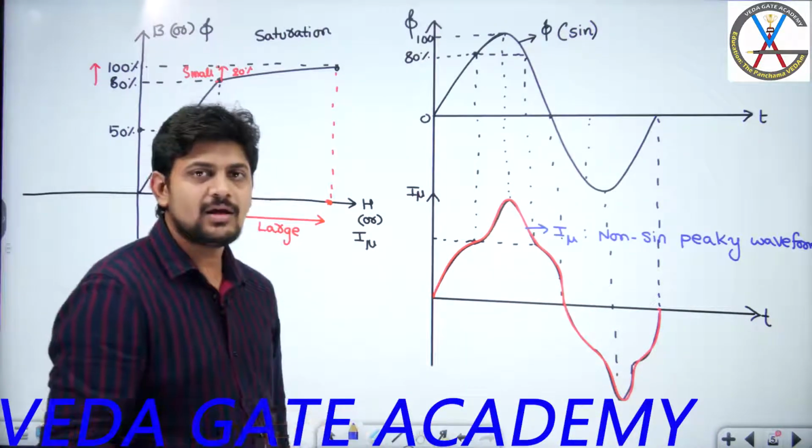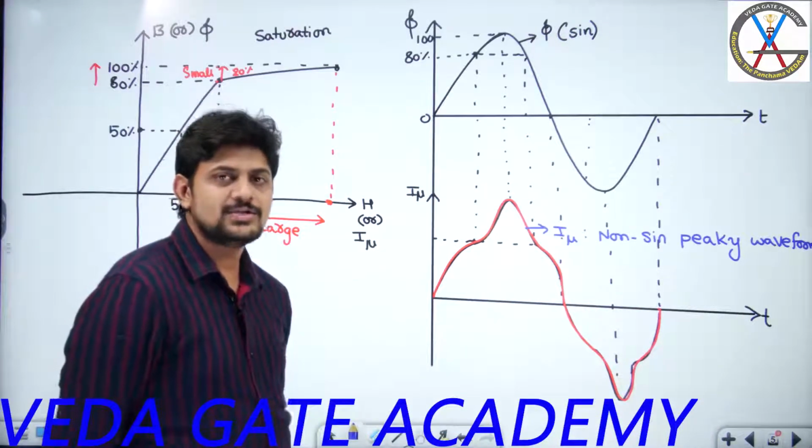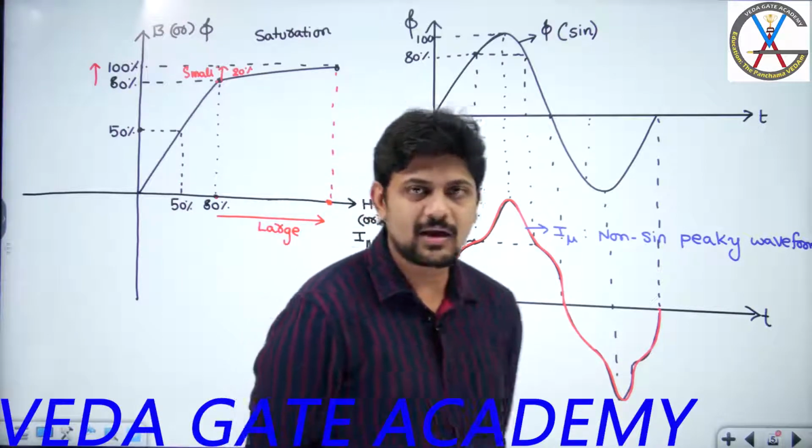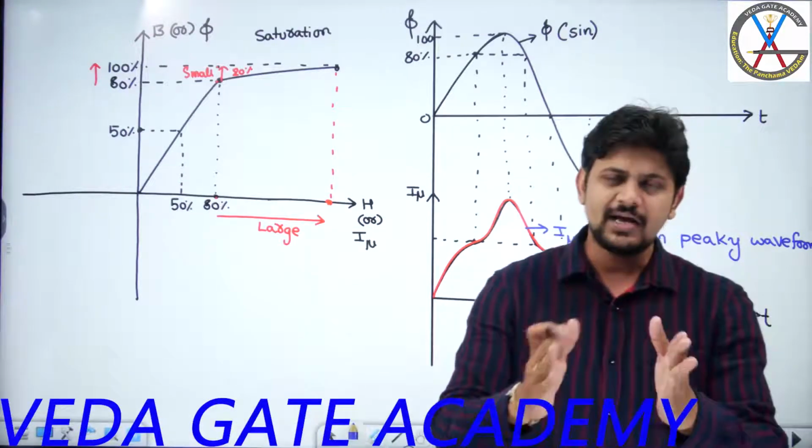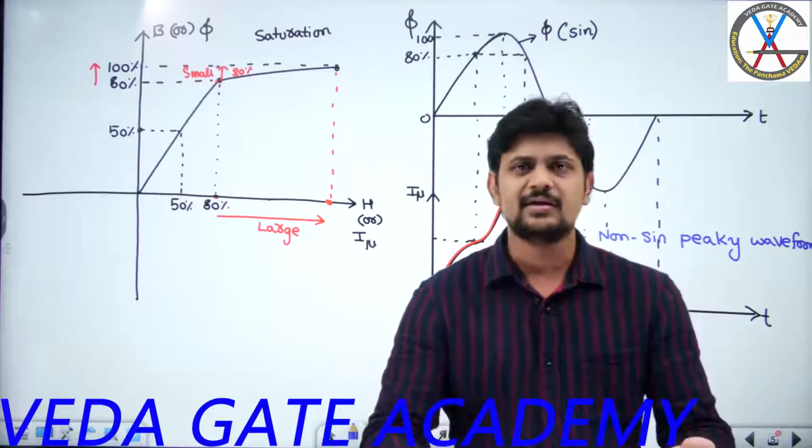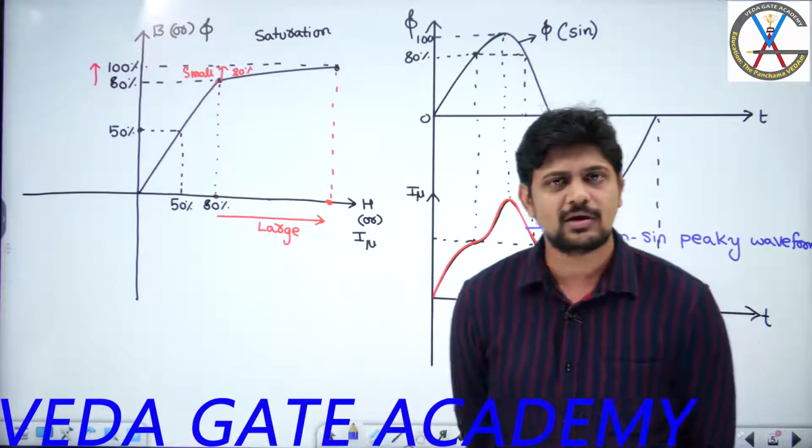So in a non-linear machine, if you are taking a transformer whose core is designed with a magnetic material, a practical transformer is always designed with an iron core material only.